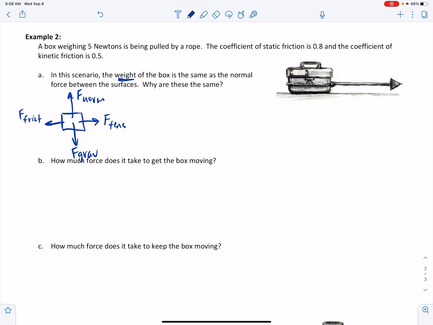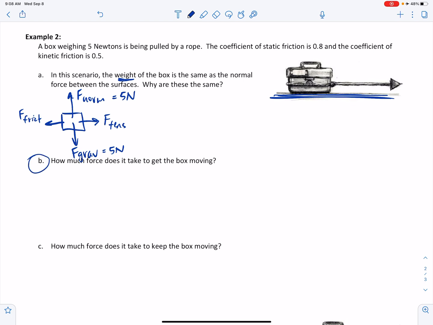So if I add some numbers, we know that the box weighs 5 newtons. So I can add that here and say that the force of gravity is 5 newtons. Well, as long as the box is going along a level table or level surface, then it wouldn't be rising or falling. It wouldn't be accelerating in the vertical direction. So it would have to be balanced. So we could confidently say that the normal force is also 5 newtons, right? The vertical forces on the box have to be balanced since it's not moving in the vertical direction, okay?